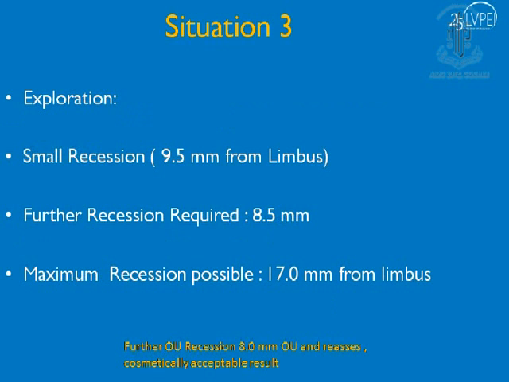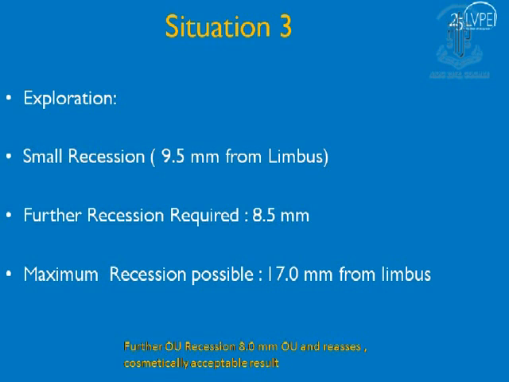Thus, for example, on the intraoperative exploration, we find that the lateral rectus is attached 9.5 millimeters from the limbus, and we know that only about 2 to 3 millimeters of recession has been done. So in this scenario, what further amount of surgery do we require? We require nearly 8.5 millimeters of recession for this patient, and by the physiological limits, we know that we can go up to 17 mm from the limbus.